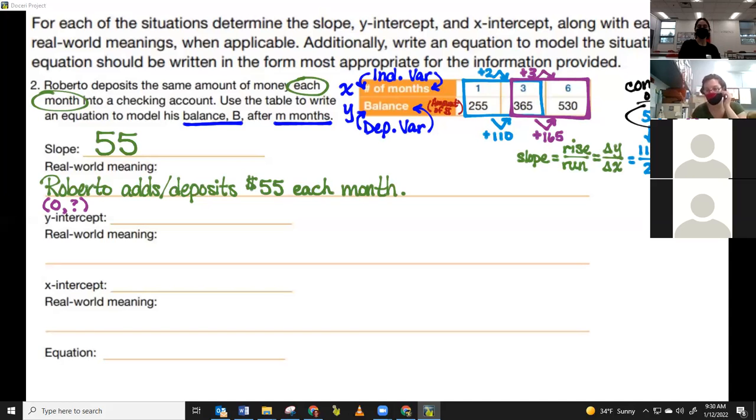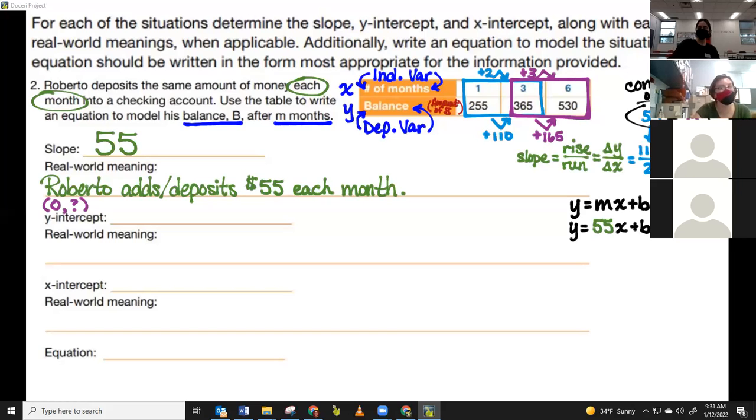There's a couple things that we could do to try to figure this out. You could look at the table and say, well, if it's getting bigger by 55 as I move to the right, that means it would have to get smaller by 55 as I move to the left. Here's what I like to do though. I'm going to use my slope intercept form. Y equals mx plus b. We just figured out that our slope is how much? 55. So I know that this is y equals 55x plus b.